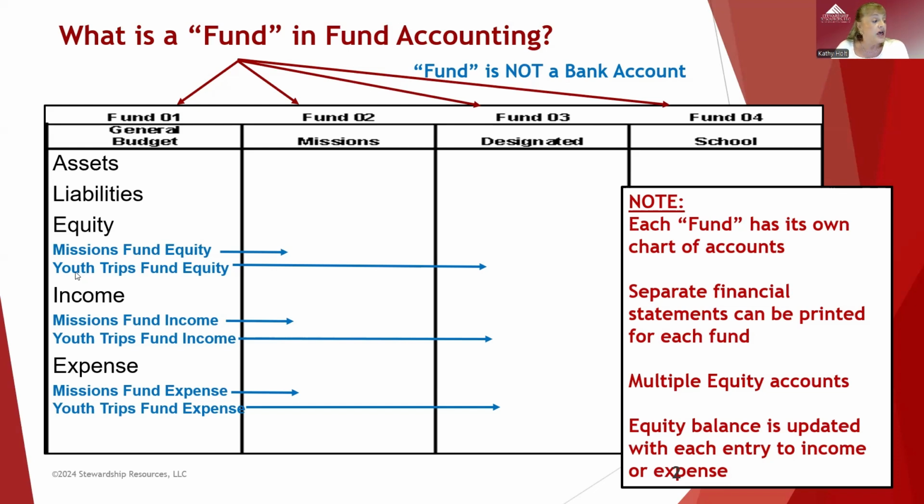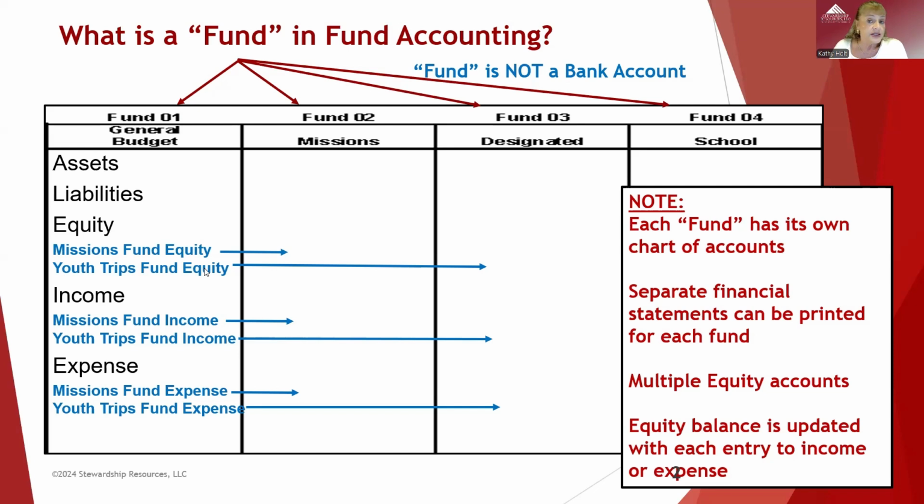Let's look at the other example, the youth trips fund. Think about if you have somebody in your church who is in charge of the youth trips. So you have a youth trips fund equity. Every time money comes in for your youth trips and it's coded to that income account, you can set it to automatically increase this youth trips fund equity. Anytime the expenses are coded for that trip, you can set up the youth trips fund expense to automatically close into the youth trips fund equity.